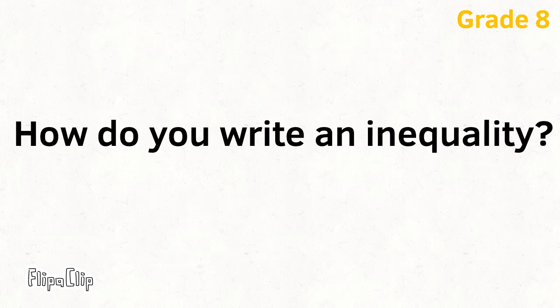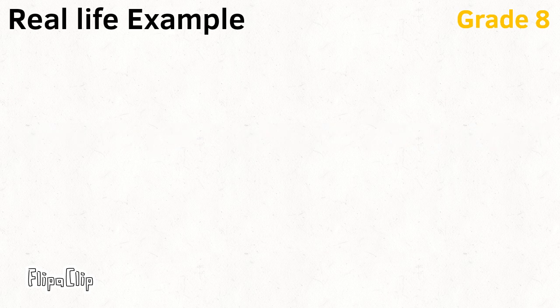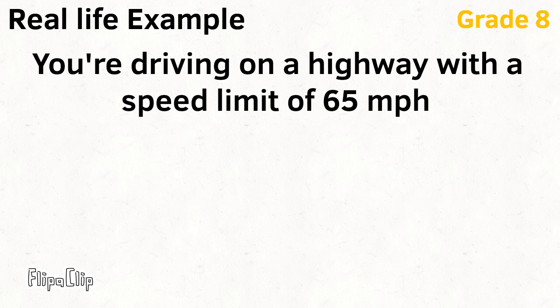So, how do you write an inequality? I will give you 4 examples on how to write an inequality. So let's say you're driving on a highway with a speed limit of 65 miles per hour. How will you represent all the speeds that you can drive in without breaking the law in numbers and inequality symbols? So what you're going to do first is to find the variable and the constant.